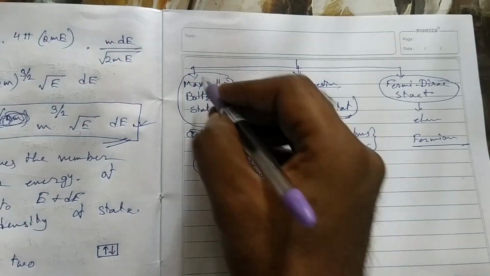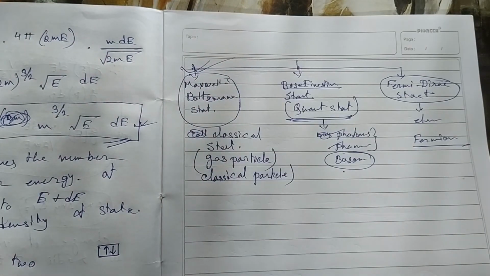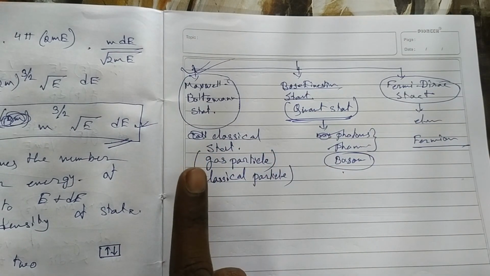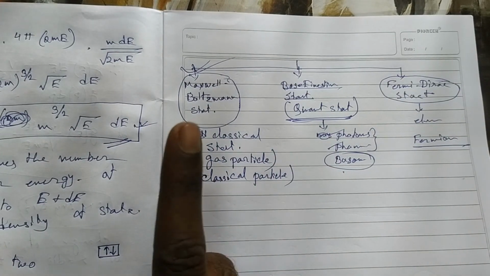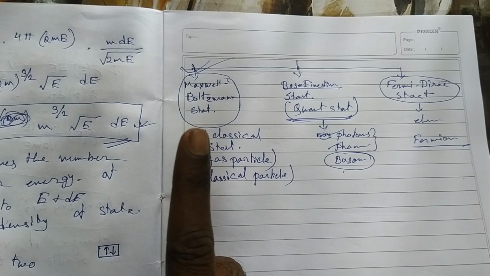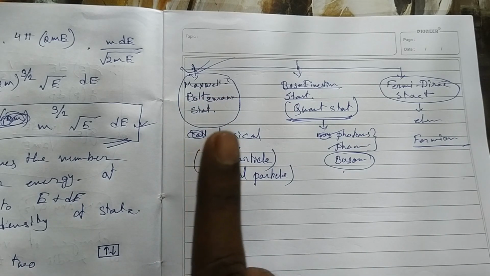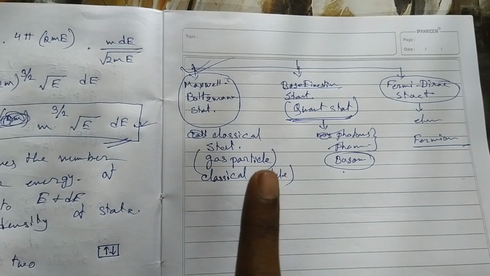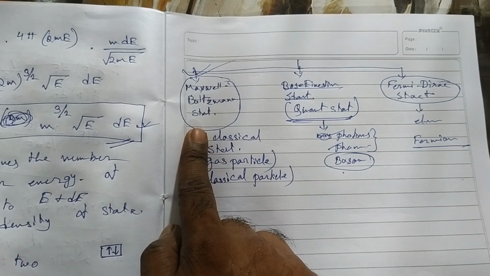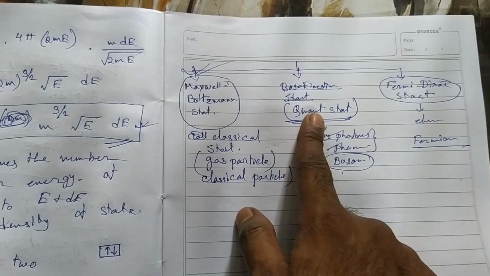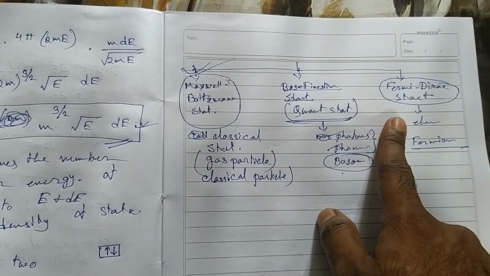Is it clear? In the next lecture we try to construct the distribution function. We all know what a distribution function is. So in the next lecture we try to evaluate the distribution function for Maxwell-Boltzmann statistics, then Bose-Einstein statistics, then Fermi-Dirac statistics.